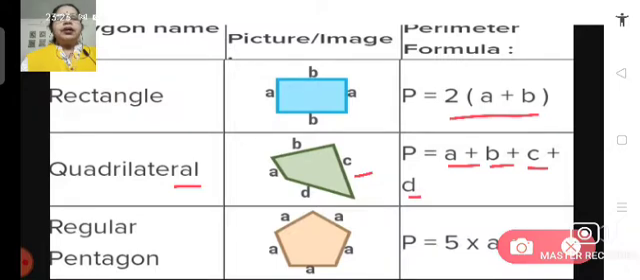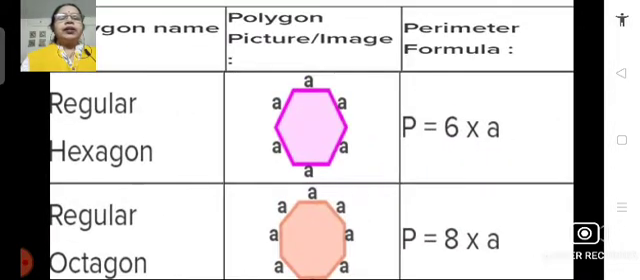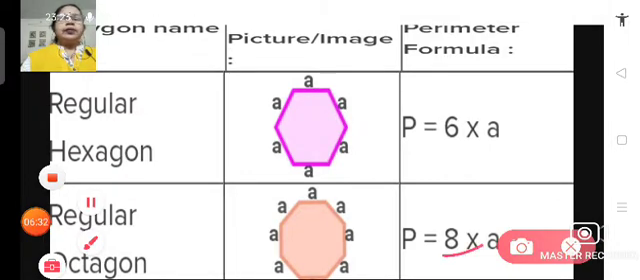And what will be the perimeter of a regular pentagon? It will be equal to 5 into side. Since it has 5 equal sides, its perimeter will be equal to 5 into side. And what will be the perimeter of a regular hexagon? It will be 6 into a, because a regular hexagon has 6 equal sides. And what will be the perimeter of a regular octagon? It will be 8 into side.